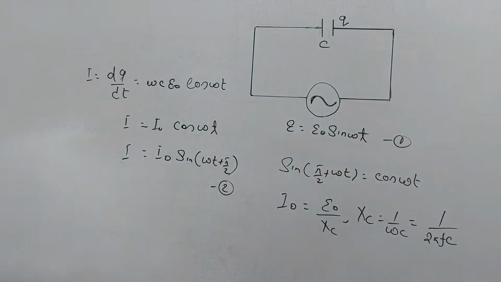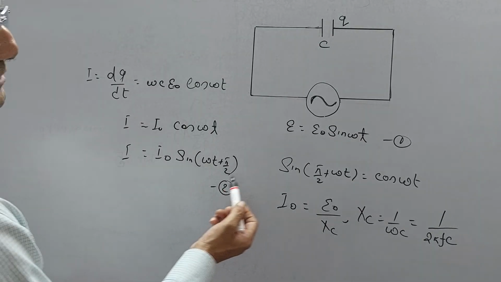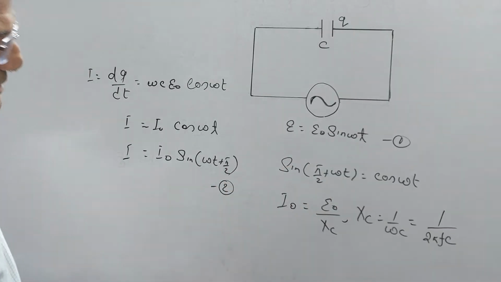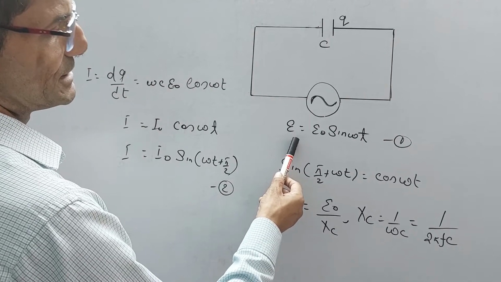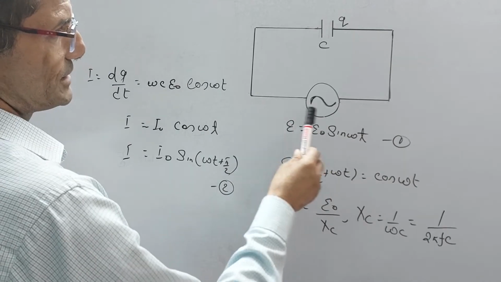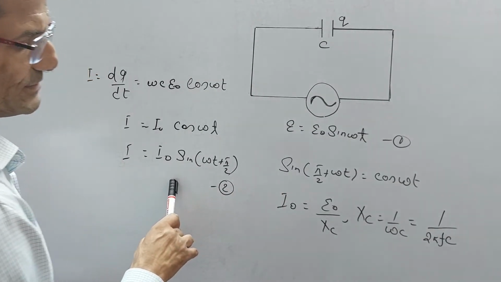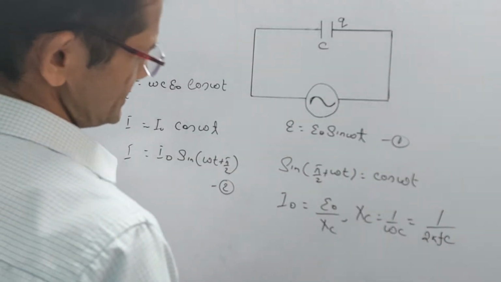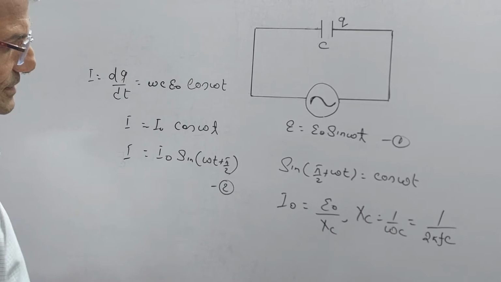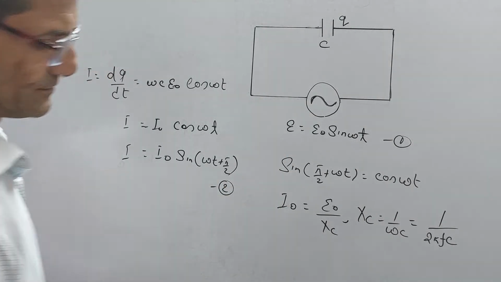In this way we can say that the current is ahead of the voltage by an angle of pi by 2, or we can say that the voltage across the capacitor, or across the AC circuit, is lagging behind the current by an angle of pi by 2. So in this way the phase relationship between current and voltage is given by these two equations.